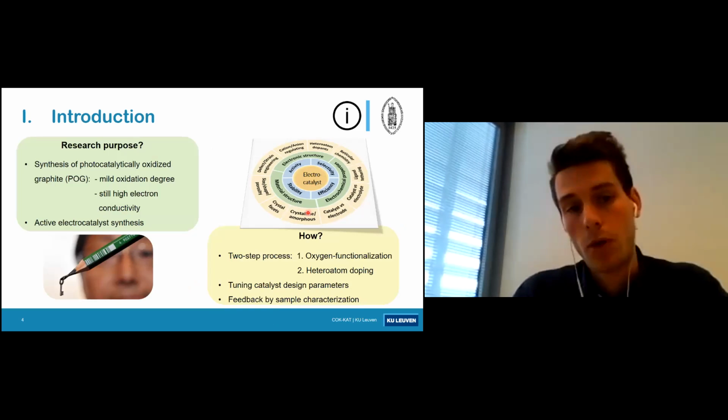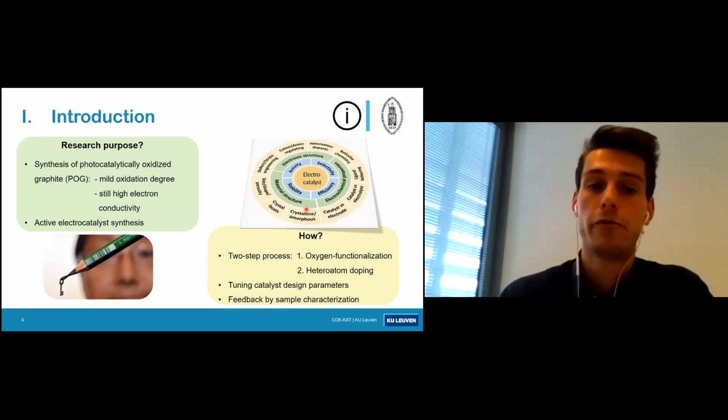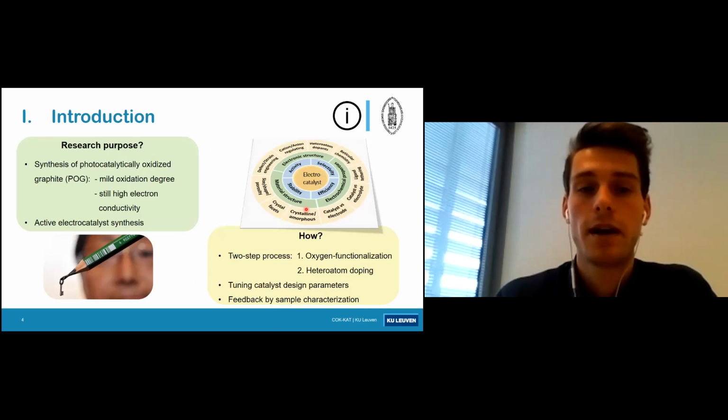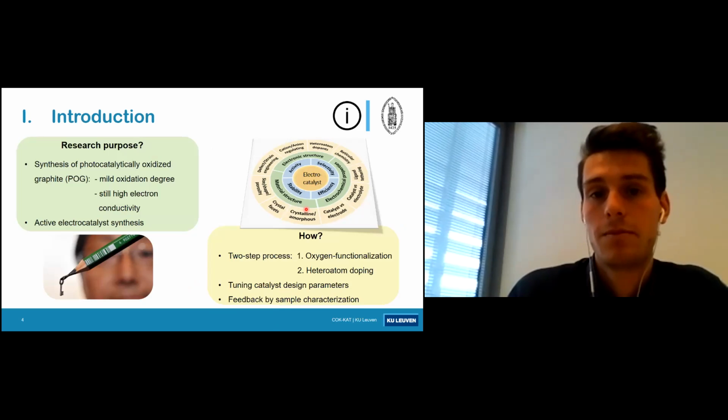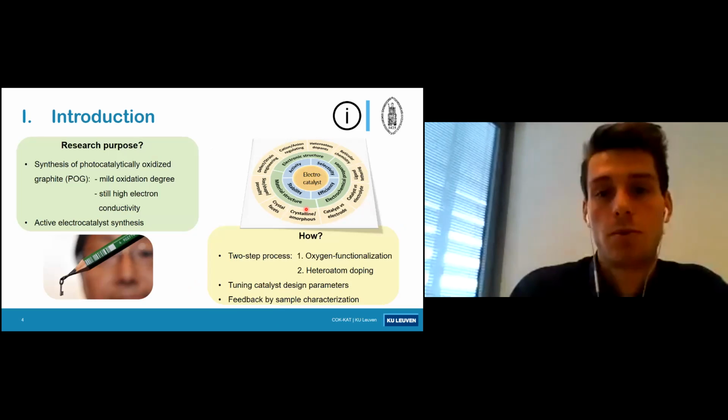What is the research purpose? The synthesis of a photocatalytically oxidized graphite material with a mild oxidation degree and still a high electron conductivity, because this is the most interesting thing in terms of electrocatalysis. So to become an active electrocatalyst, that's the way we synthesize our materials.